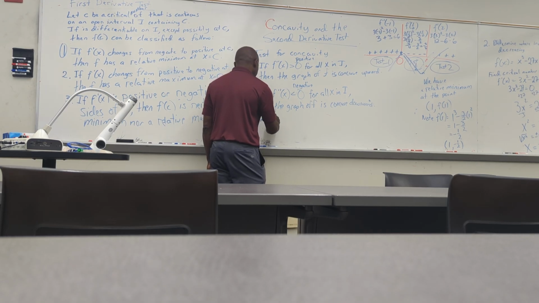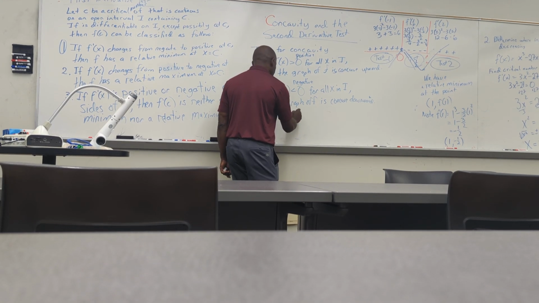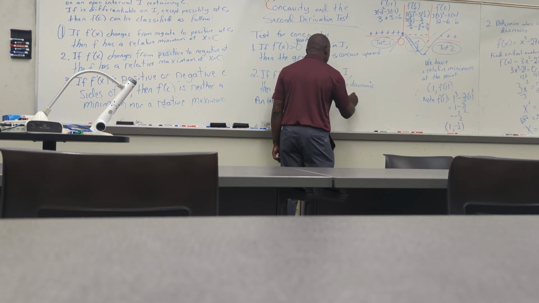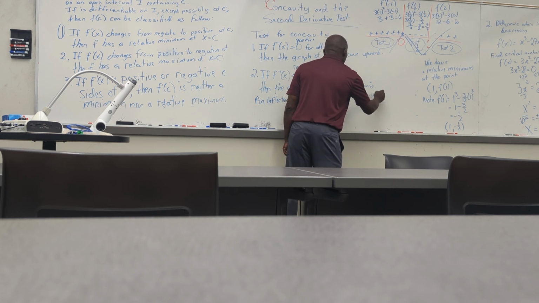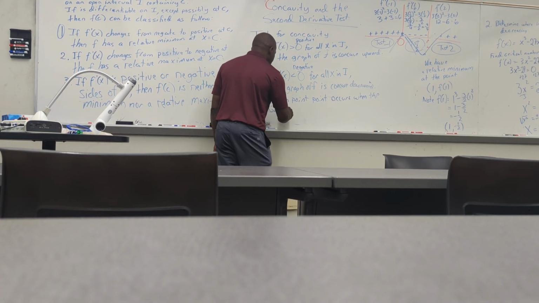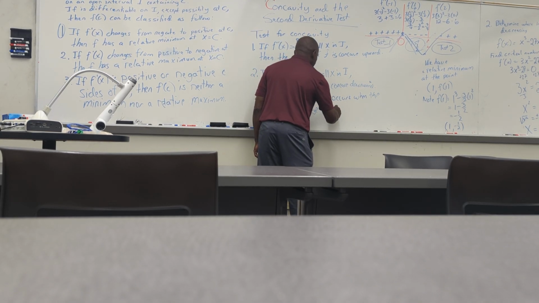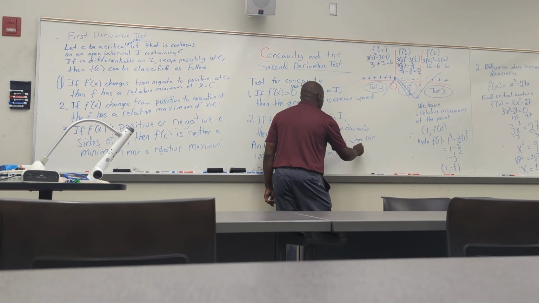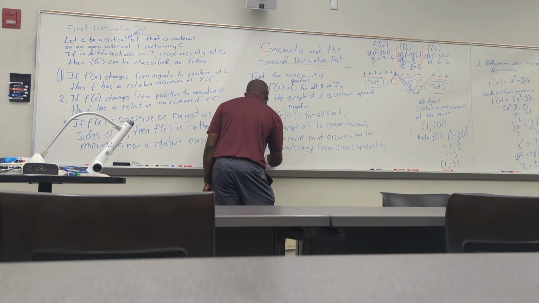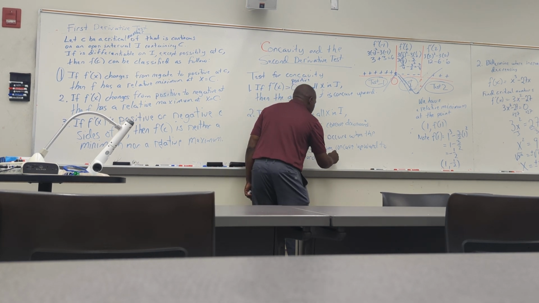An inflection point occurs when the continuous graph changes from concave upward to concave downward, or vice versa.